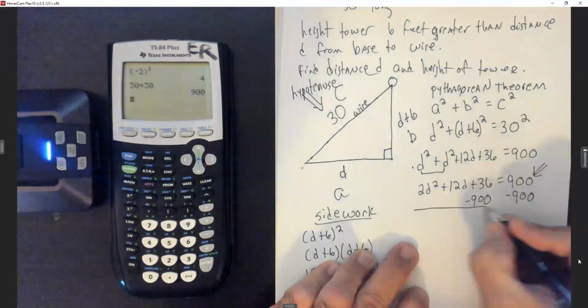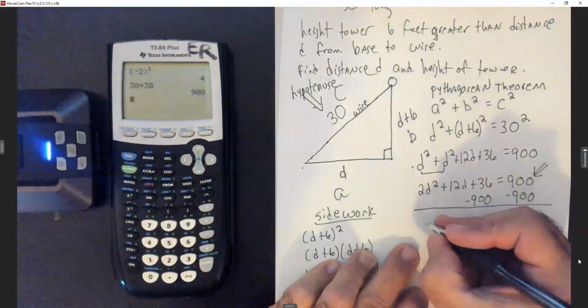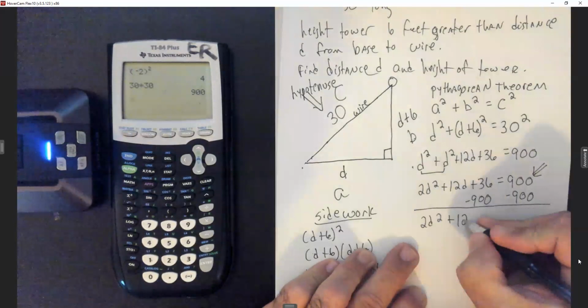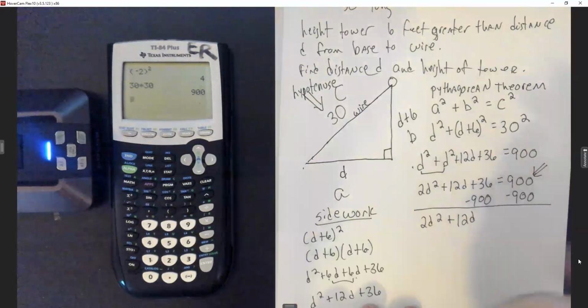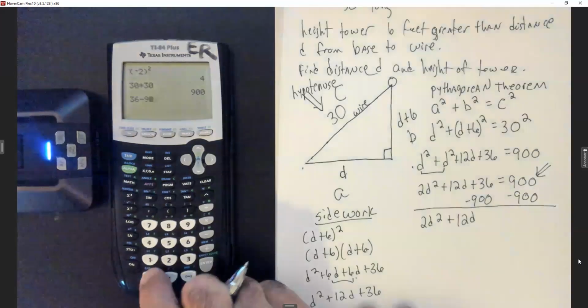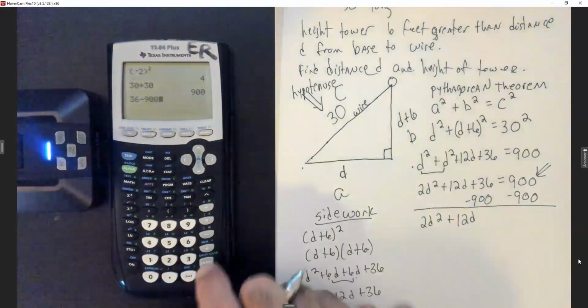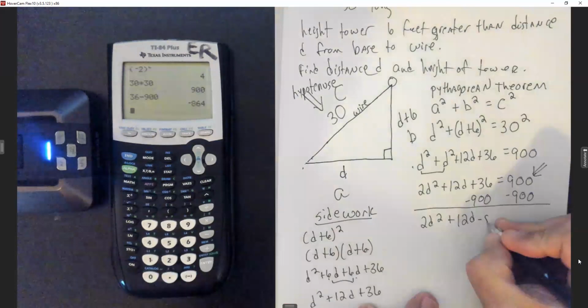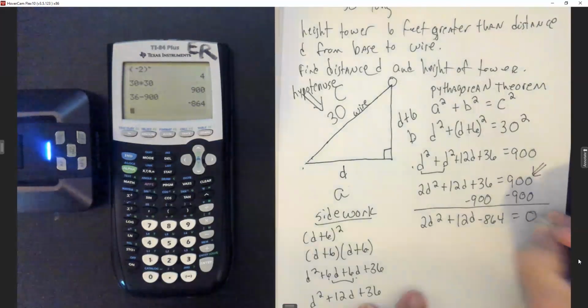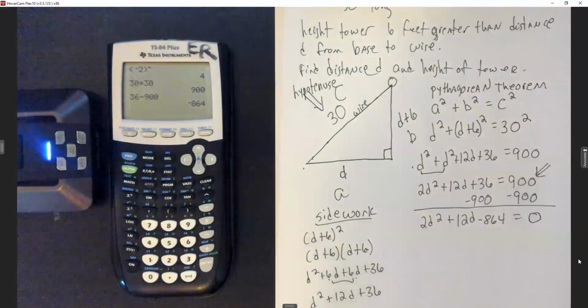So watch what happens. I get my 2D squared plus I got my 12D. Let's see, 36 minus, what was it, 900? 36 minus 900 is a negative 864. All of this equal to 0. Now, I will solve this by factoring.